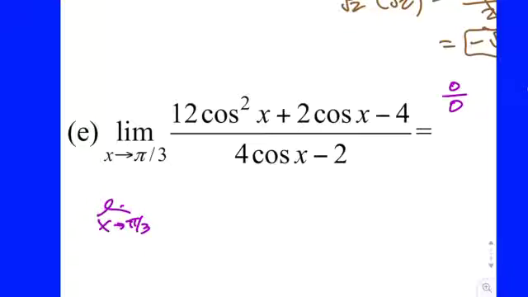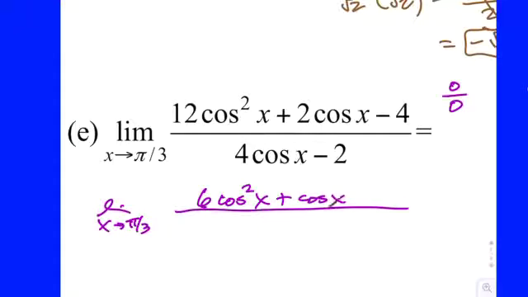Now, if you don't want to show factoring out the 2, I know y'all are BC kids. You can divide out a 2 from every single term if you want. That's going to be 6 cosine squared plus regular cosine minus 2 all over 2 cosine of x minus 1. It just saves a little bit of writing. Just make sure you take out the 2 factor from the coefficient in all 5 terms.